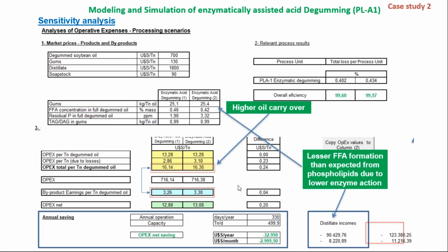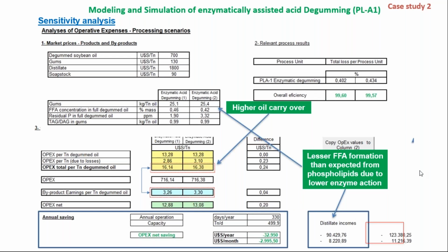Okay, so basically now we have higher losses. This here is expressed in dollars per ton. And for a capacity of 500 ton per day, this means that we have a lower gain than in the appropriate processing scenario of about $3,000 per month. Okay, and if we annualize this number, it's about 30,000 per year, which is a lot.